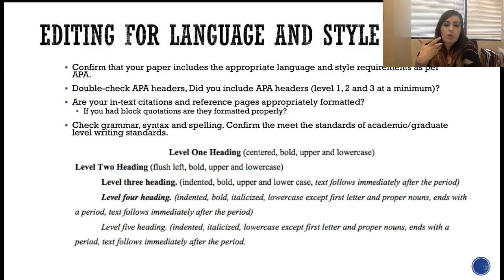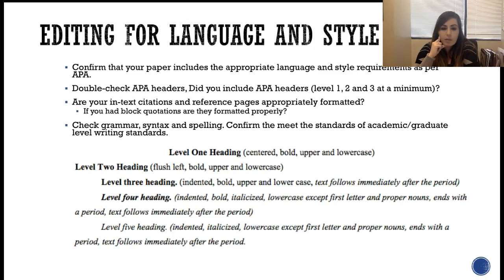So as you do that, go through and confirm that your paper includes appropriate language and style requirements as per APA. Make sure that if you're utilizing a proper noun, you're using that correctly. I know we know these things, but sometimes we forget as we get into the flow of writing. If I gave you an example of a stellar paper, I know for some of you doing rhetorical criticisms, I gave you an example. This would be a good time to go through and make sure that your paper has some of those things that are in that example. The example was given to you for a reason.